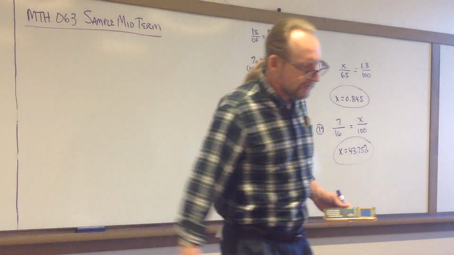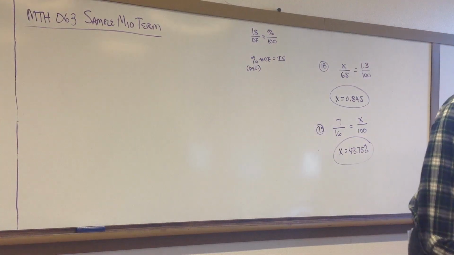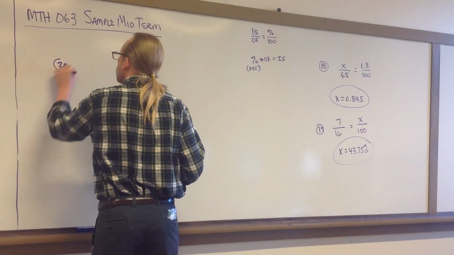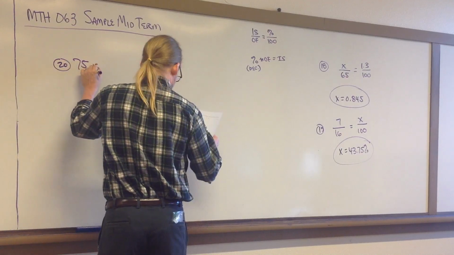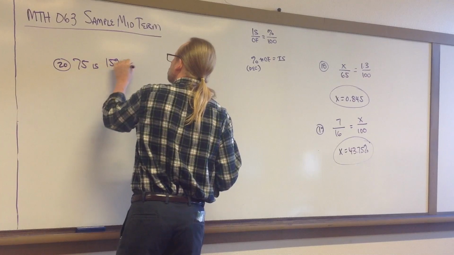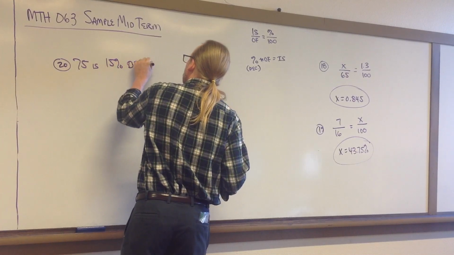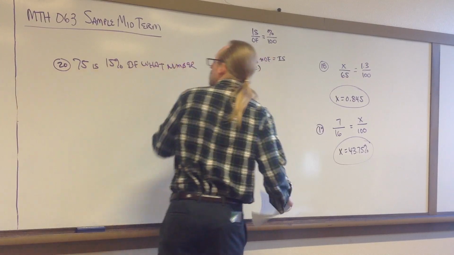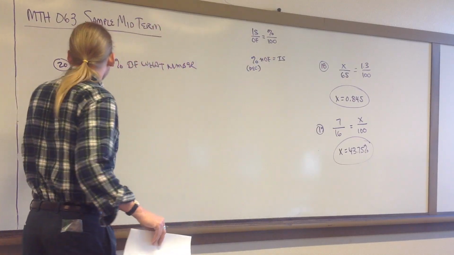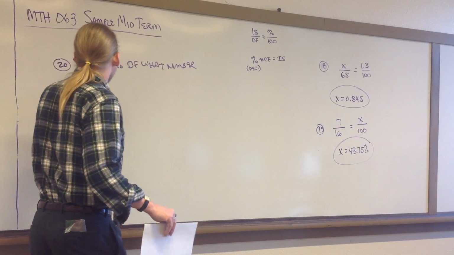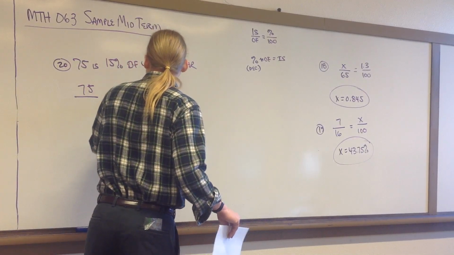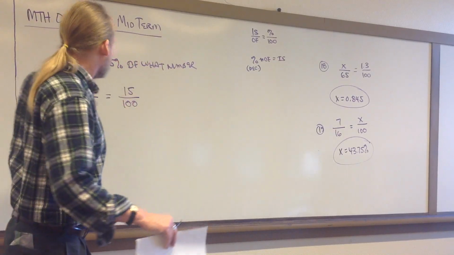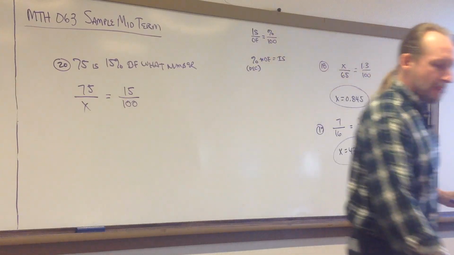Okay, let's see, what else do we have here? Problem 20: 75 is 15% of what number? So 75 goes on top, 15% goes over 100, and the number we're trying to find is what the percent is "of".